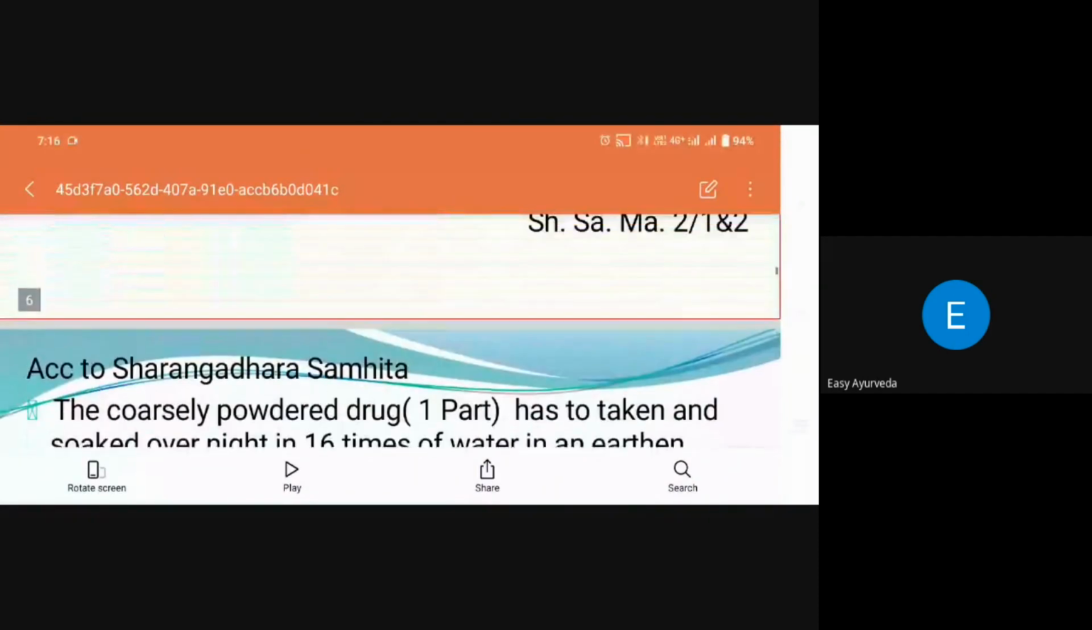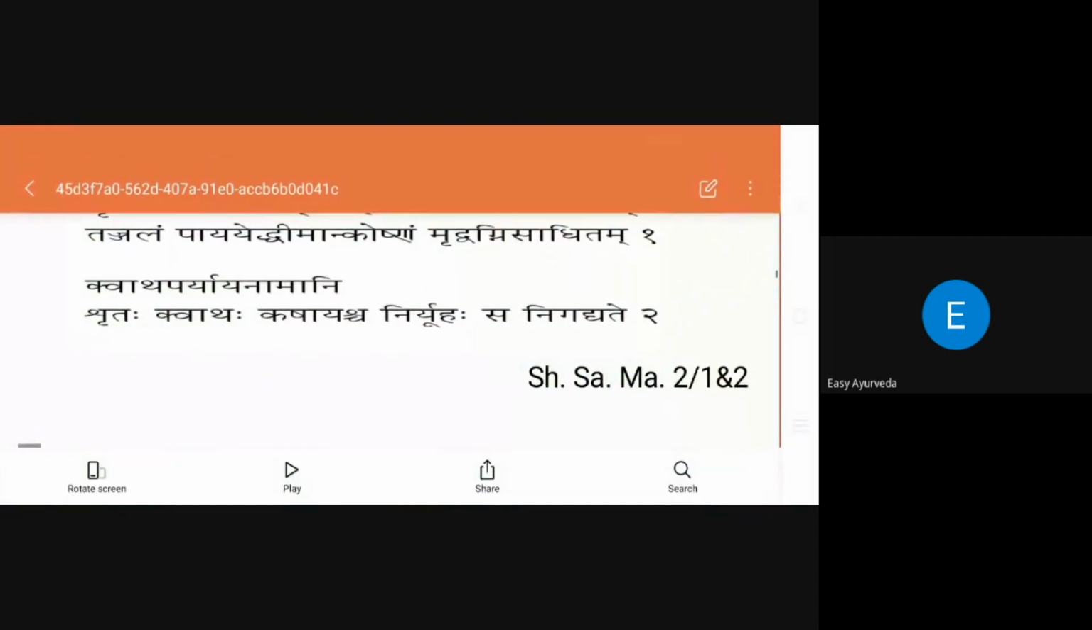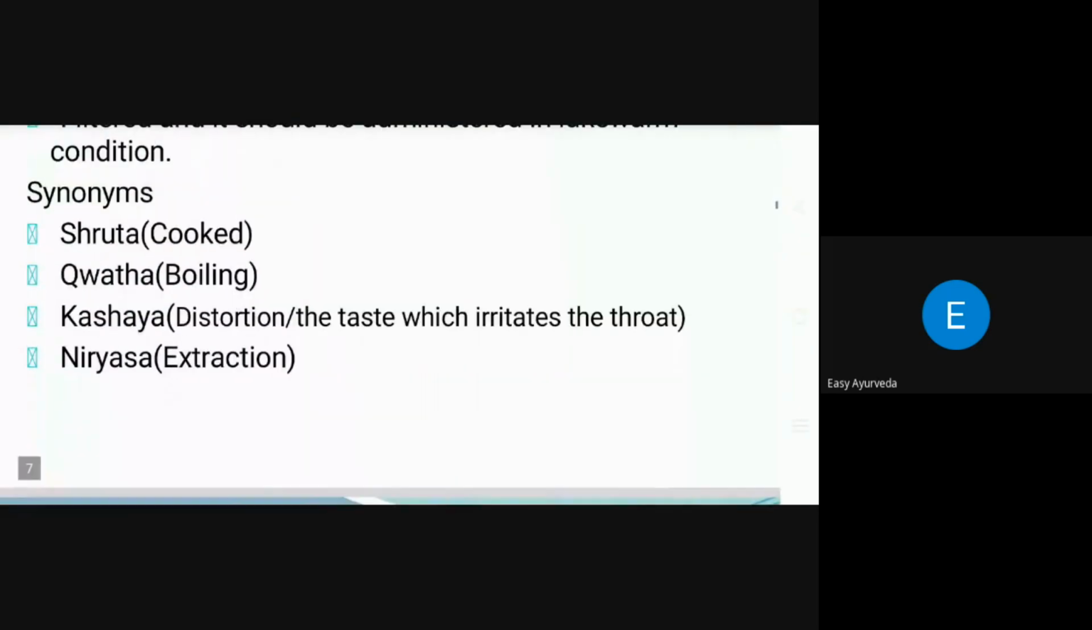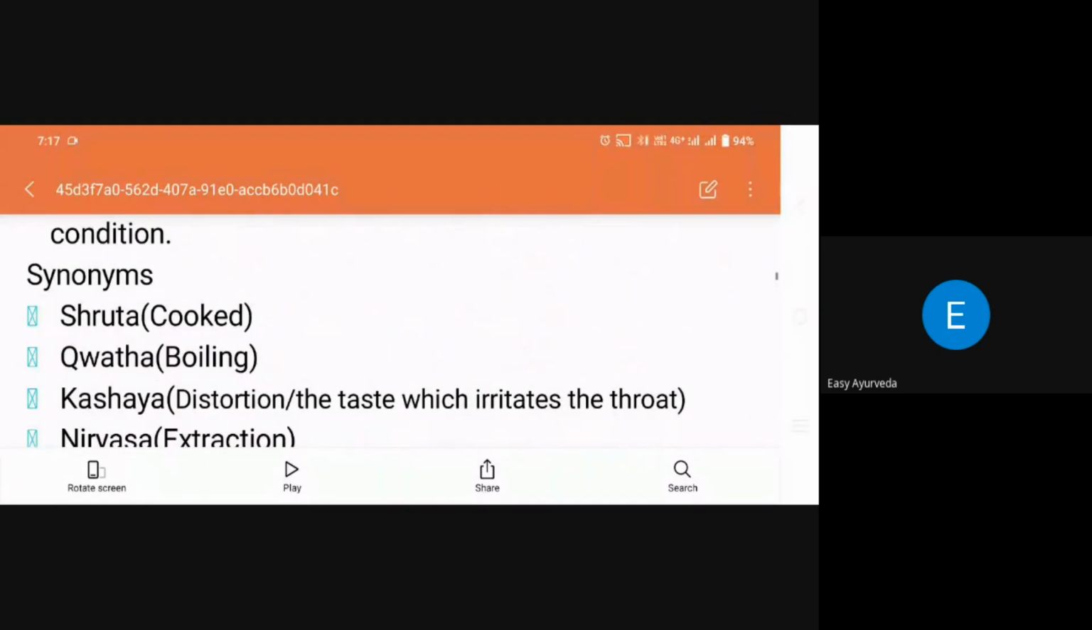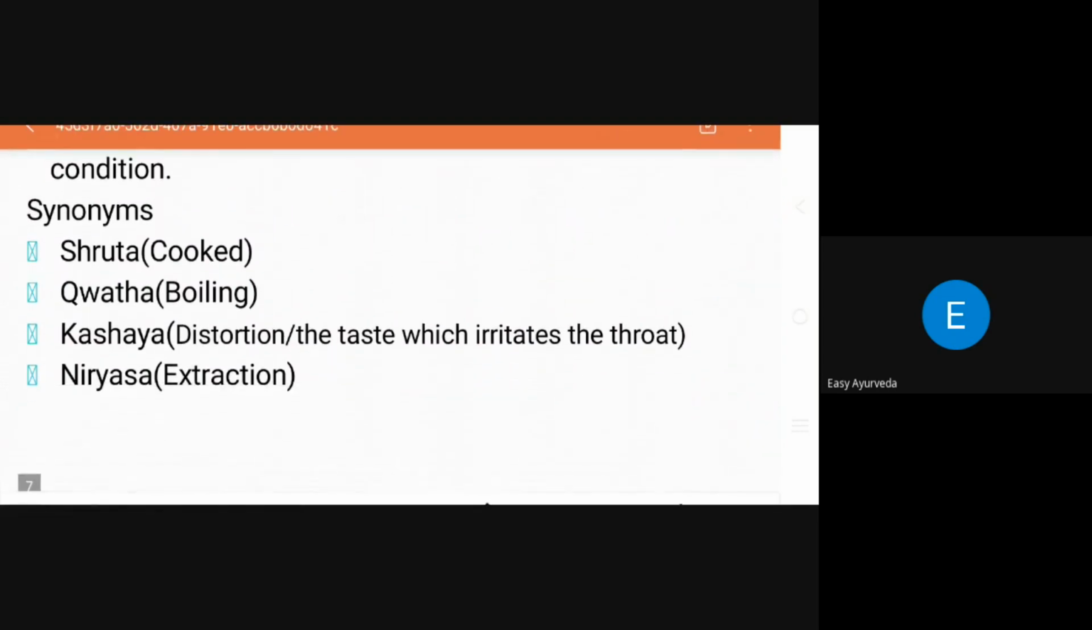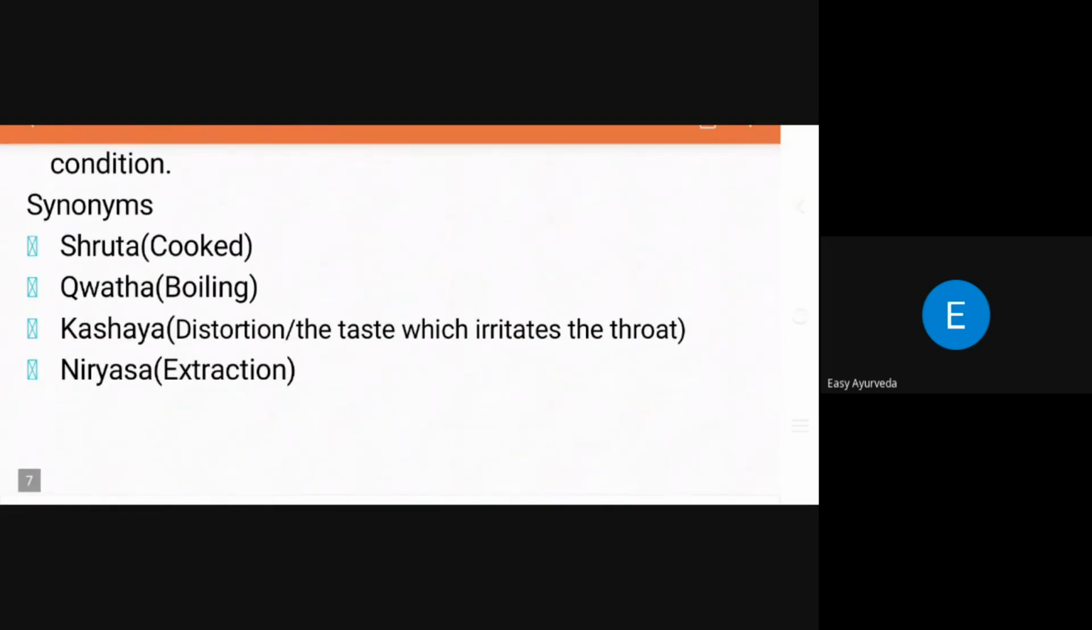And according to Sushruta, he has given some synonyms for that: Shuta, Kvata, Kashaya, Niruha. Shuta means cooked. Kvata means boiled, as the name itself says. Kashaya means distortion, that is, the shape of the dravya is destroyed and can never be regained, or the taste which irritates the throat. Kantasa Pashanat Prayaha, the astringent taste of a kashaya dravya irritates our throat. So it has been mentioned by the word Kashaya there.